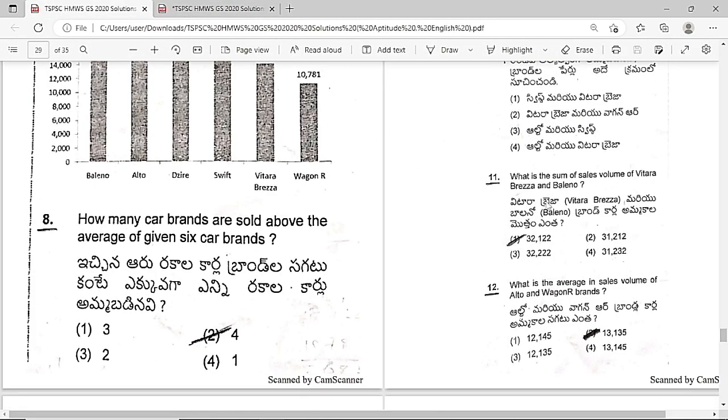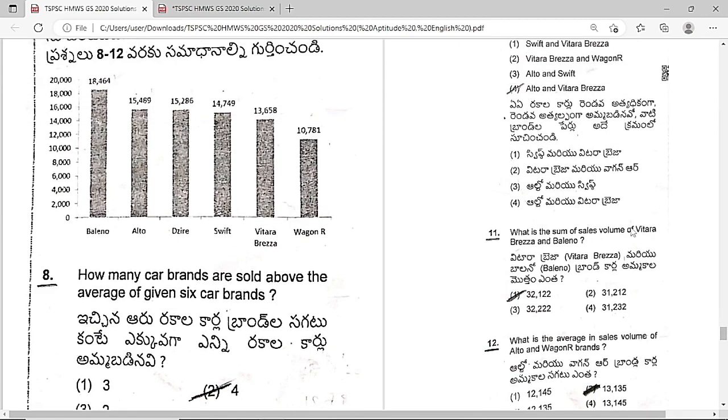So now let's solve the other question. See the question here. What is the sum of sales volumes of the Vitara Brezza and the Baleno? Basically we need to do the addition of the volume of car sale by the Vitara Brezza as well as the volume of car sale by the Baleno. Vitara Brezza is 13,658 and the Baleno is 18,464. These two things we need to add. Then we are going to get 32,122, which is the correct solution of this question.